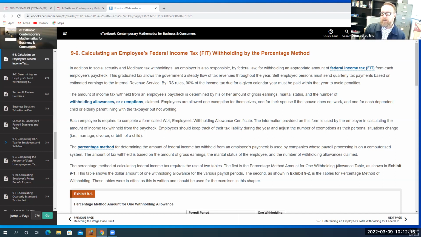The whole goal of taking taxes out of your paycheck, as you all know, is that at the end of the year, the government wants their portion. Rather than have you get a big bill at the end of the year, they just take a little bit out of your paycheck with the hopes that they're going to be able to cover all of the taxes that you're going to owe.